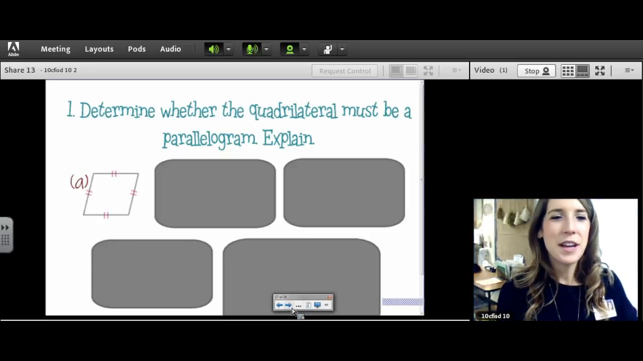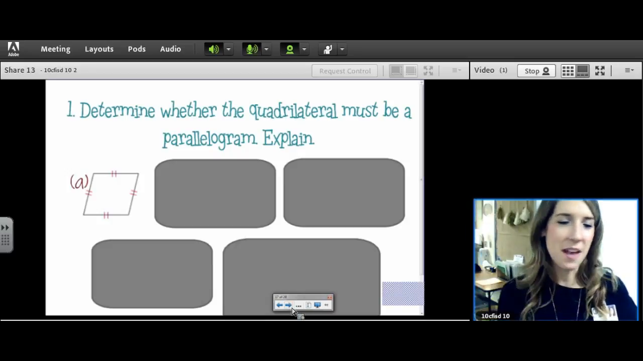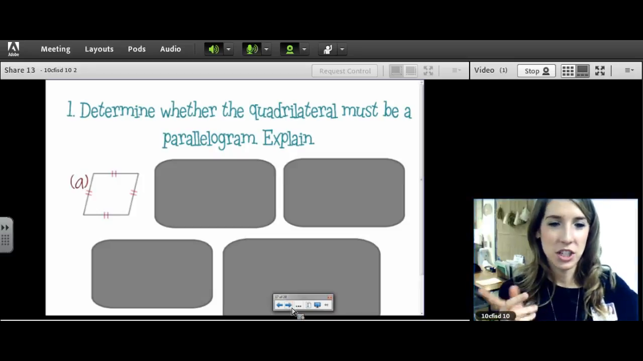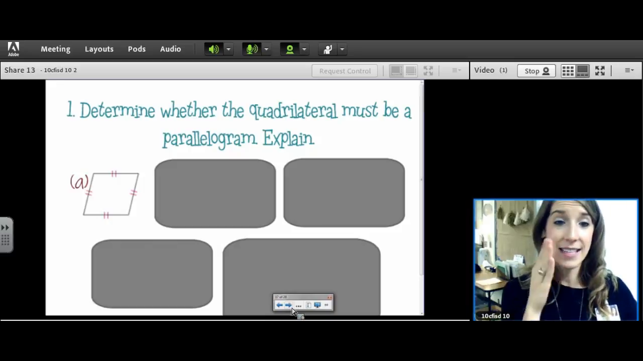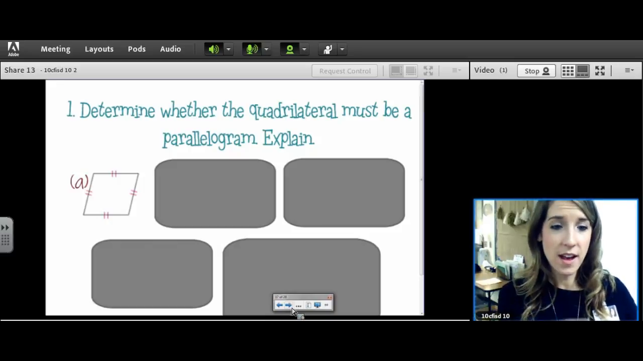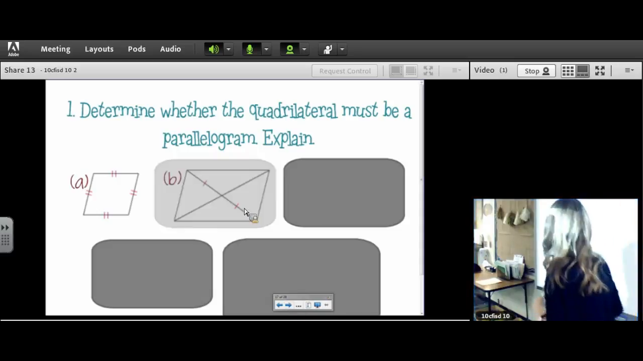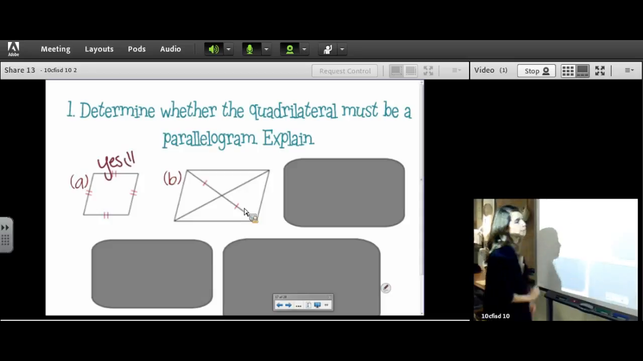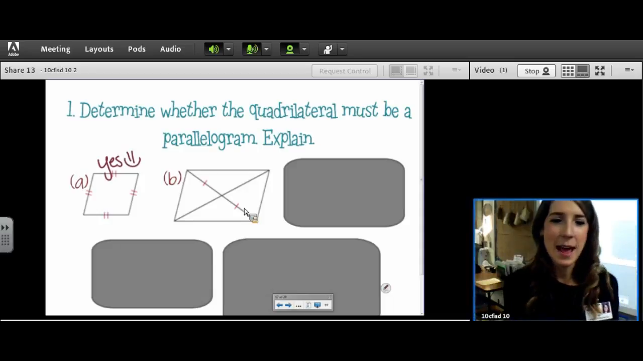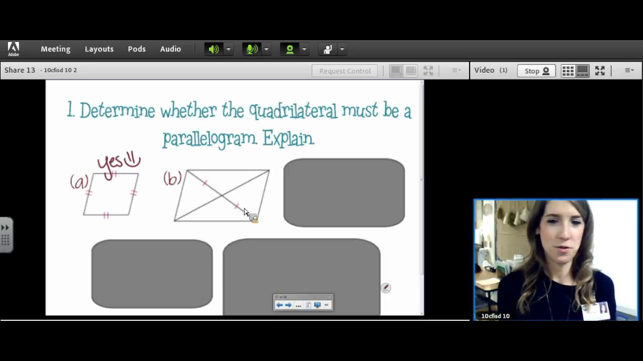Yeah, you can overshoot it, right? You can be an overachiever here. You just can't be an underachiever. So yes, it is a rhombus, which is a parallelogram. But anyways, yes, A is a parallelogram. It fit one of the conditions, so we're done. B. Is B a parallelogram? No.